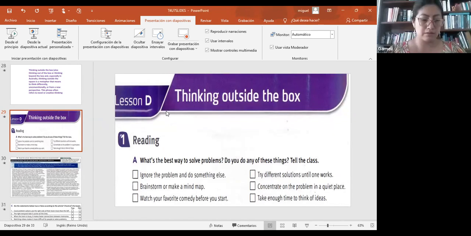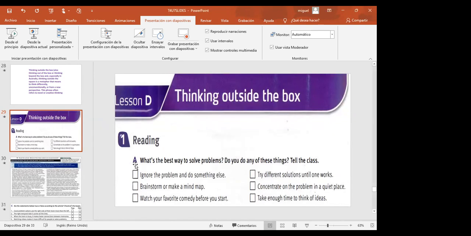Yes. Okay. First question here in the reading comprehension. We have six boxes, and you're going to tell me what you think. The question is, what's the best way to solve problems? Do you do any of these things? We have two questions there. Okay, let's ask one by one. Let's see your ideas.